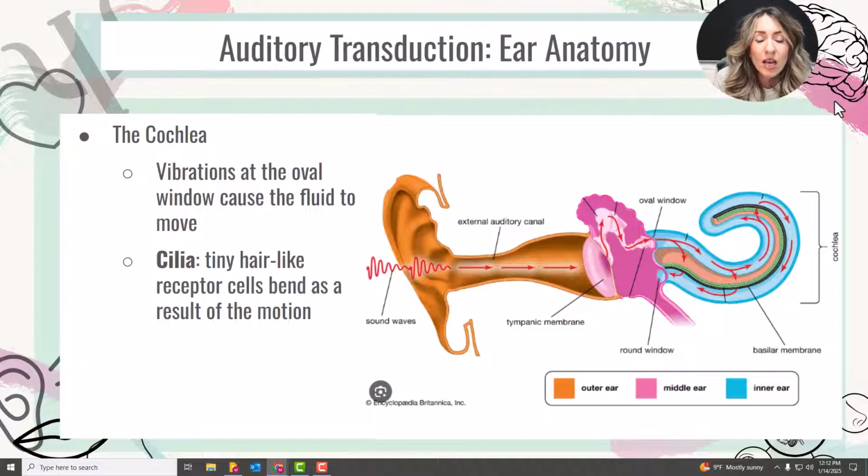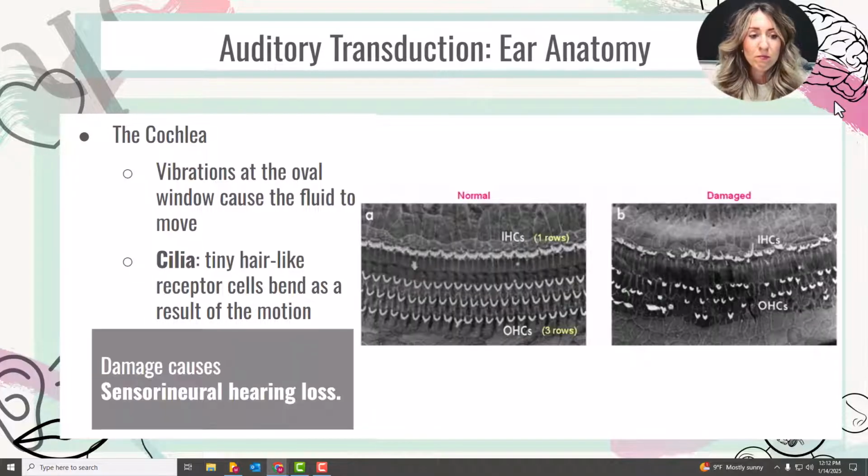They're called cilia. They literally look like hundreds of thousands of little hairs, and they bend, kind of like thinking about grass bending in the wind. They bend as a result of the pressure from the oval window. So the vibration happens, and then the fluid moves, and the hair cells bend, and that bending tells the hair cell to send the message. So where the bending happens is where the sound is transduced.